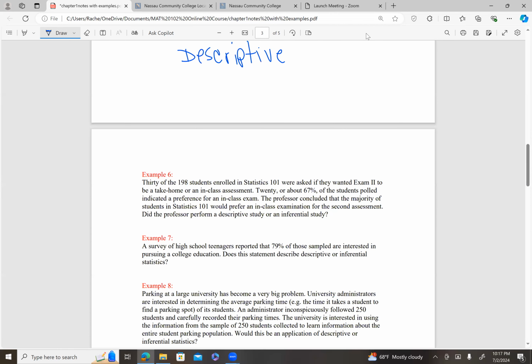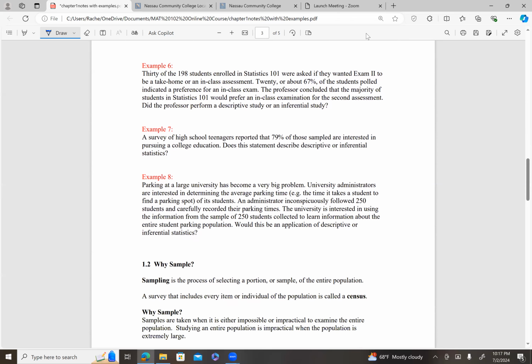So let's look at example 6. Example 6 says 30 of the 198 students enrolled in Statistics 101 were asked if they wanted exam 2 to be a take-home or an in-class assessment. 20, or about 67% of the students polled, indicated a preference for an in-class exam. The professor concluded that the majority of students in Statistics 101 would prefer an in-class examination for the second assessment. Did the professor perform a descriptive study or an inferential study?